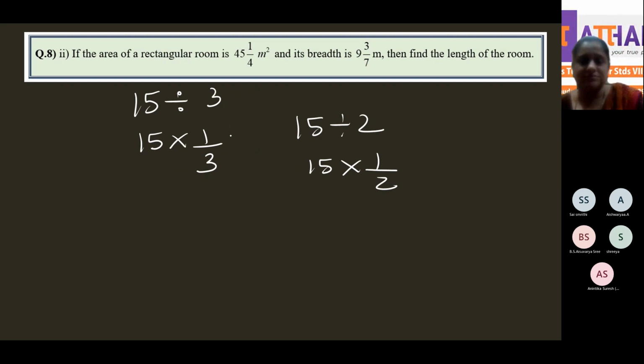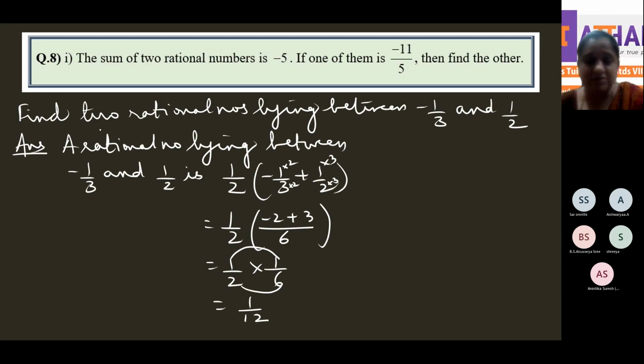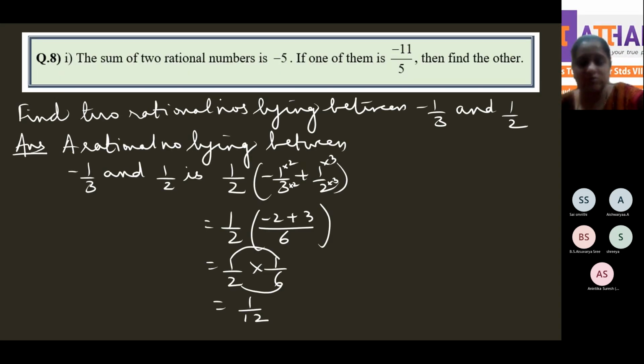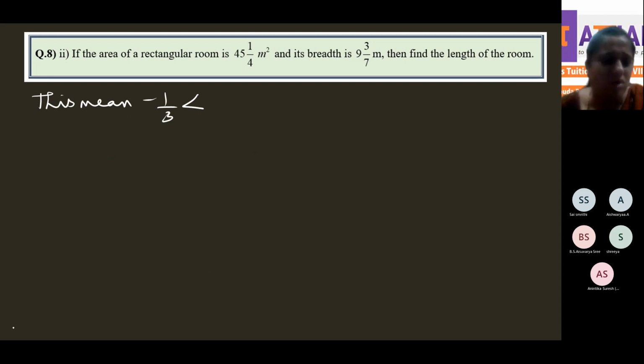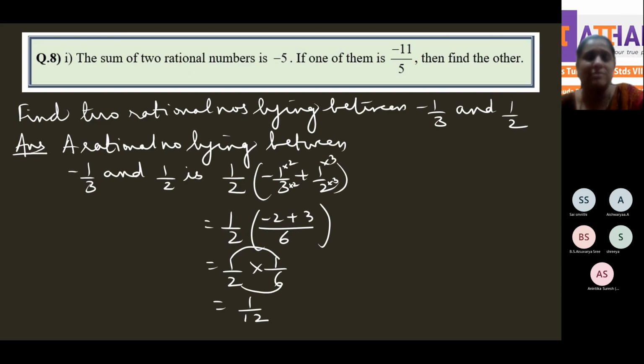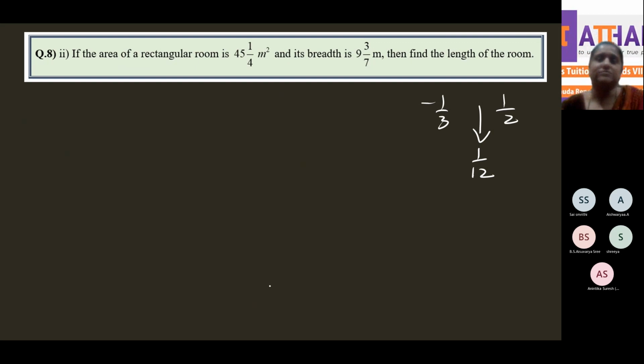So now what does this mean? I'll show you the slide again so that you can write. Minus 1 by 3, 1 by 2, 1 by 12. Minus 1 by 3 is less than 1 by 12, which is less than 1 by 2. So 1 by 12 is between minus 1 by 3 and 1 by 2. Is that fine, children? Yes, ma'am.